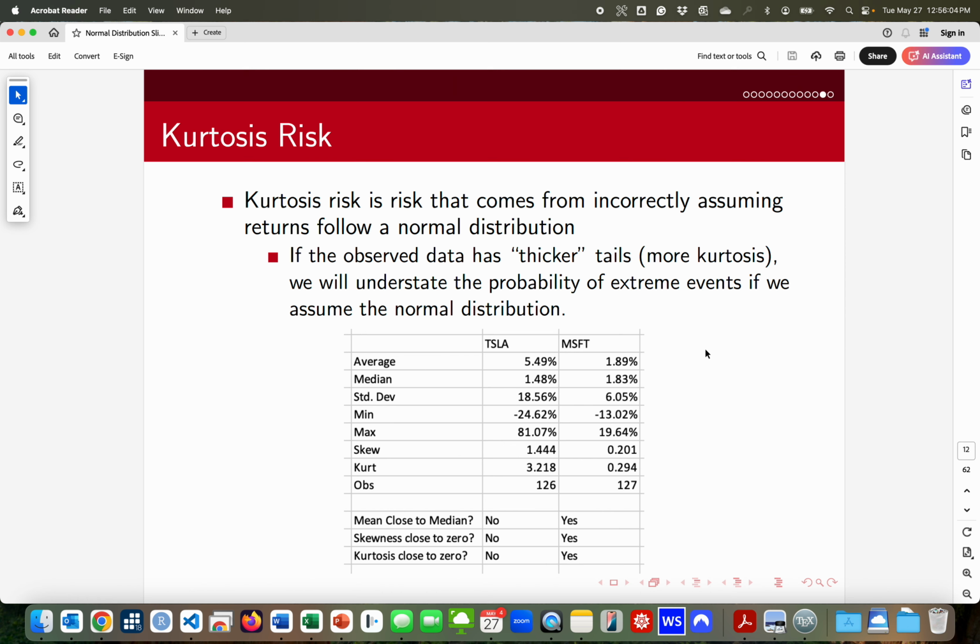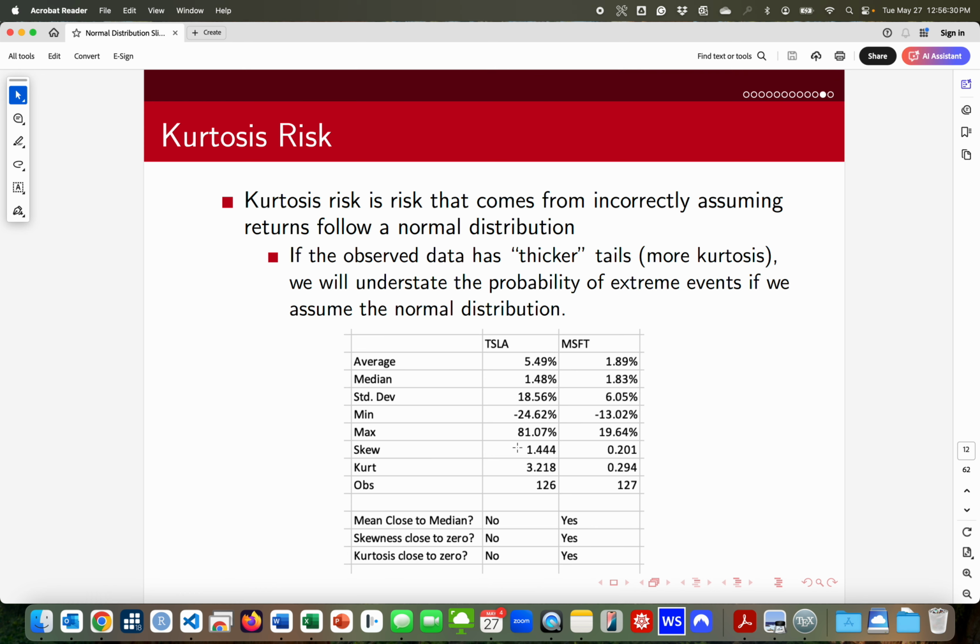We just want to do a quick check for normality here. So we want the mean to be close to the median, and we can see with Tesla they're not even close. The mean is not close to the median. For Microsoft, they're reasonably close. Again, there's no specific rule for how close is close enough. But just looking at this, Microsoft's much closer than Tesla.